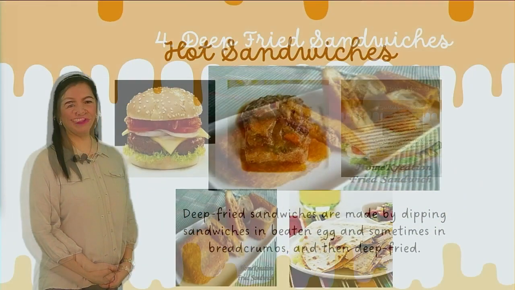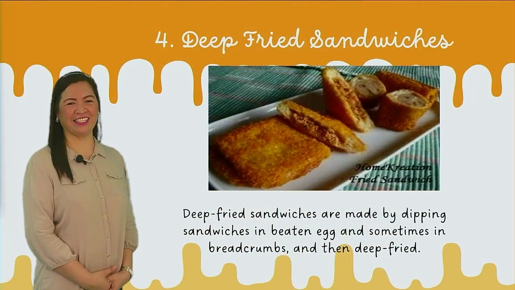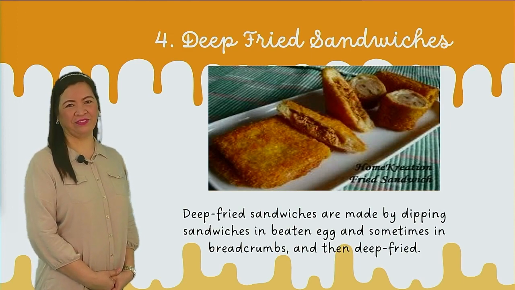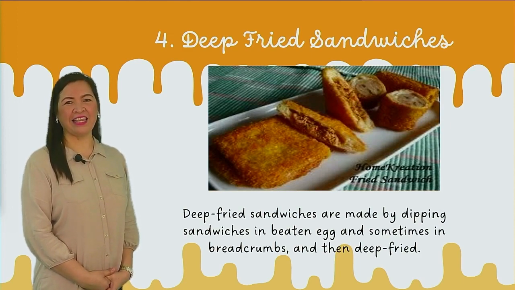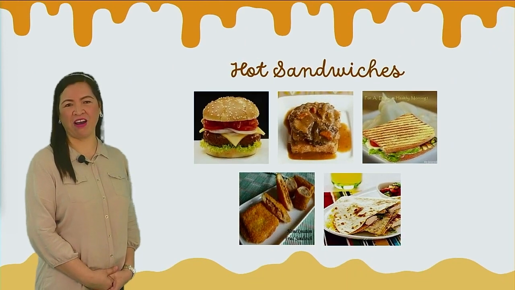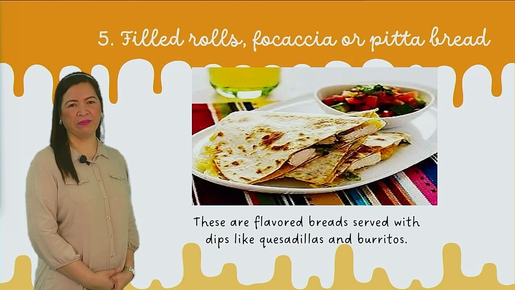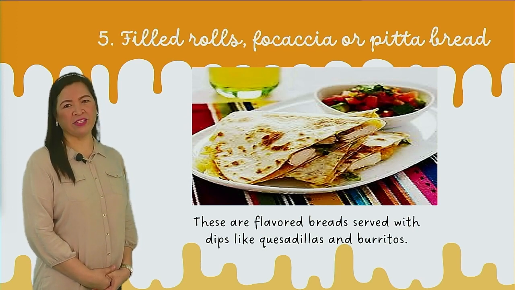Fourth is deep-fried sandwiches. Deep-fried sandwiches are made by dipping sandwiches in milk and egg, and sometimes in breadcrumbs, and then deep-fried. And lastly, among the hot sandwiches are filled rolls, focaccia, or pita bread, flavored bread served with dips like quesadillas and burritos.